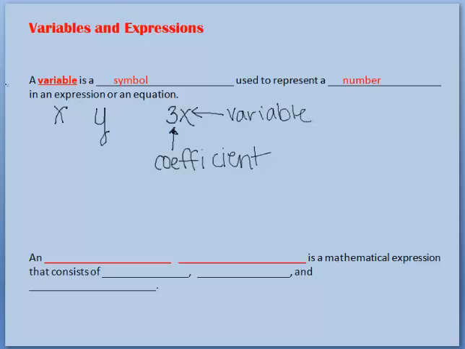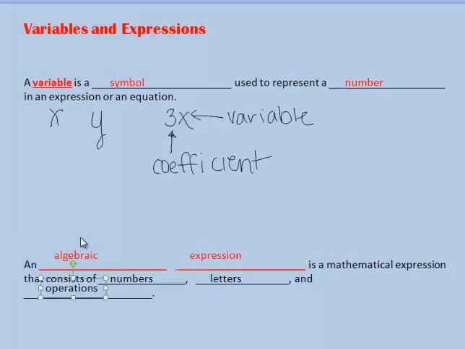Okay, another key term is an algebraic expression. An algebraic expression is a mathematical expression that consists of numbers, letters, and operations. So these are some key terms that you're going to have to know.